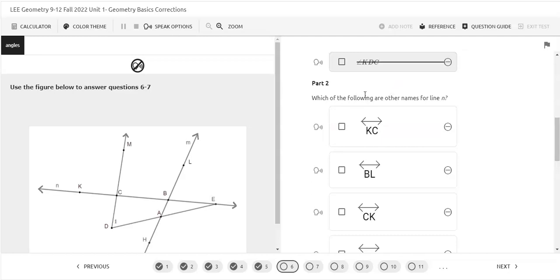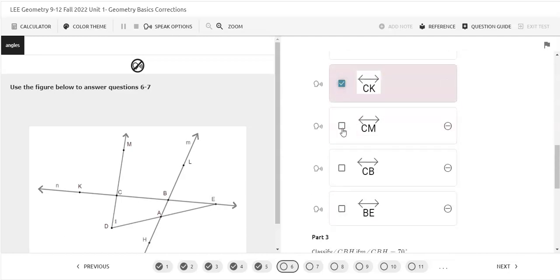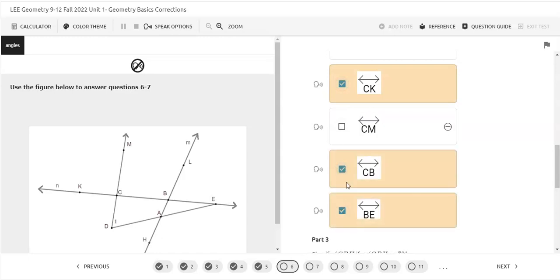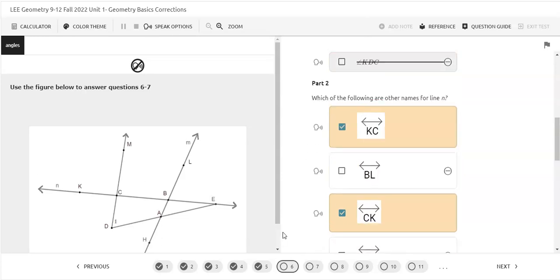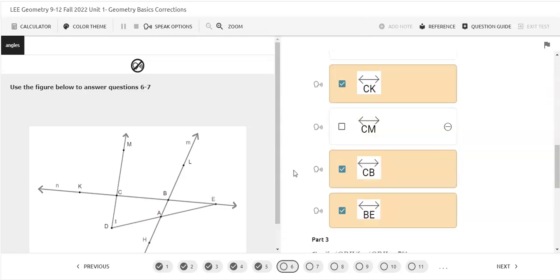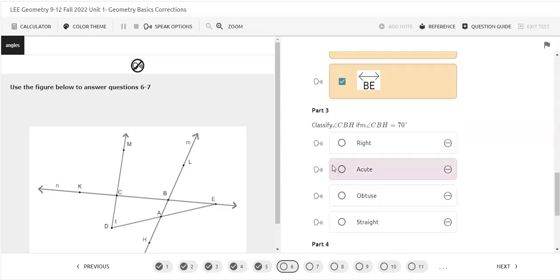We want to look for which of the following are other names for line N. So let's look at line N. It's the long one right here. KCBE. So we have KC, CK, CB, and BE. Any combination of those, any two of those letters on that line will count as another name.